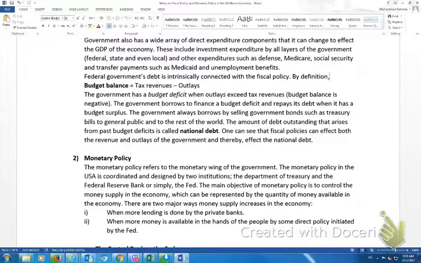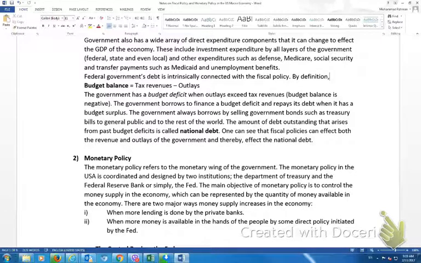Let us now move to the other side of the policy spectrum. Now we will talk about monetary policy. Monetary policy is equally important for the US macroeconomy. Monetary policy is undertaken by the monetary wing of the government.